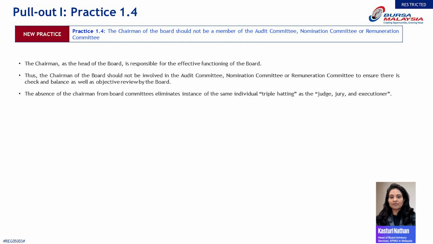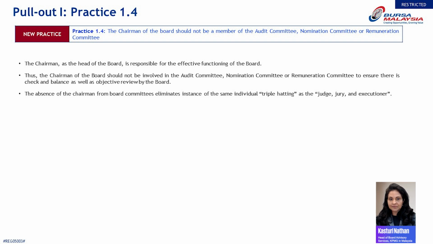Firstly, we will start with the write-up on Practice 1.4 of the MCCG, which recommends that the chairman of the board should not be a member of the Audit Committee, Nomination Committee, or Remuneration Committee. Practice 1.4 was included under Intended Outcome 1.0 of the MCCG, which is related to ensuring that companies are headed by boards which assume responsibility for the company's leadership and is collectively responsible for meeting the objectives and goals of the company. Against this backdrop, Practice 1.4 allows objectivity of the chairman and the board to be preserved when deliberating on the observations and recommendations put forth by the said board committees.